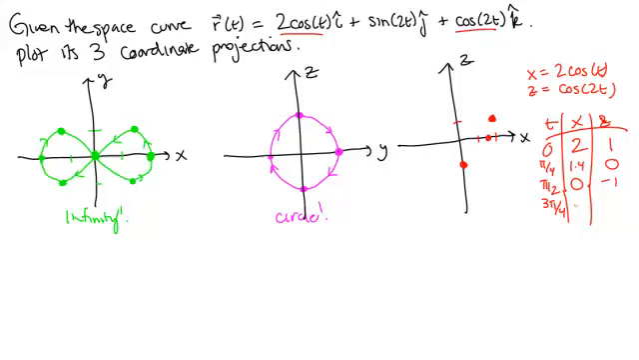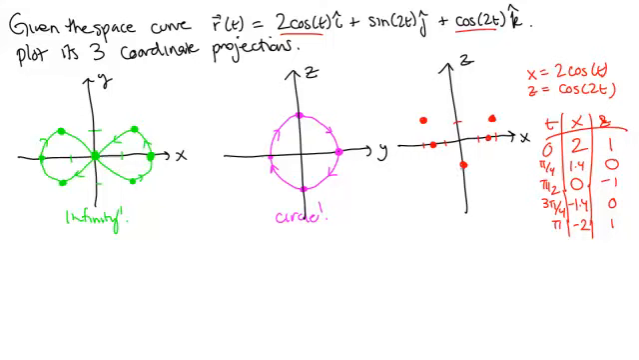At 3 pi over 4, we're going to get a negative 1.4 and a 0, sort of by symmetry. And then at pi, let's see, we're going to get twice cosine of pi, which is negative 2, and then the cosine of 2 pi, which is 1.